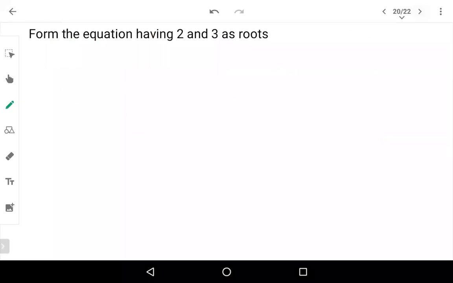Okay, so let us go to the next question. Now in the next question, it is the reverse procedure. They have given us the value of m and n, and we are supposed to find the equation, the complete equation. Here we have the roots, that is m and n. So we are supposed to form the full quadratic equation.